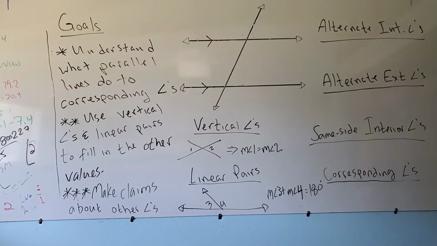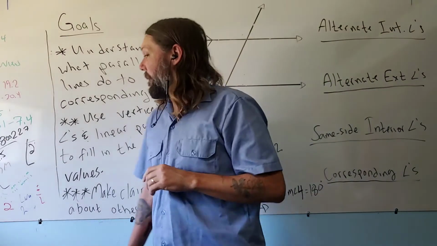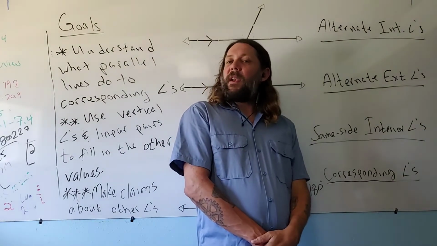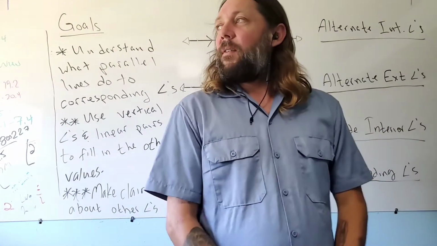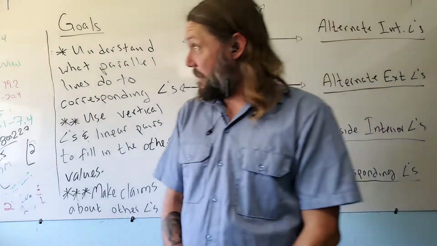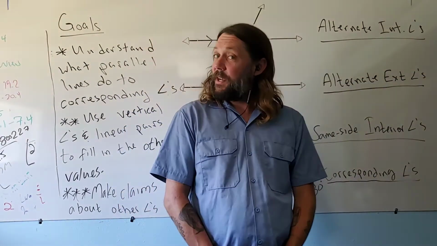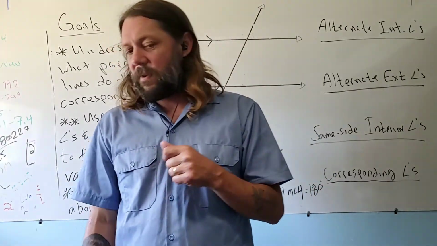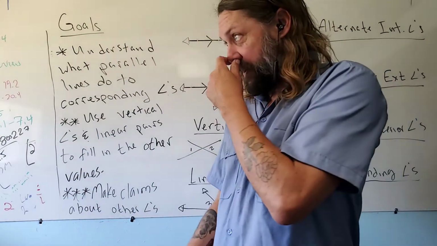Alright, so good morning. I hope everyone's doing okay out there. This is going to be for my Integrated 1 class. This is for Unit 7, Lesson 20. We're going to look at the types of angles that we've been dealing with, but what happens to those angles when the lines are parallel. I'm going to try and go through this very quickly. I don't want to make it more difficult than it needs to be.